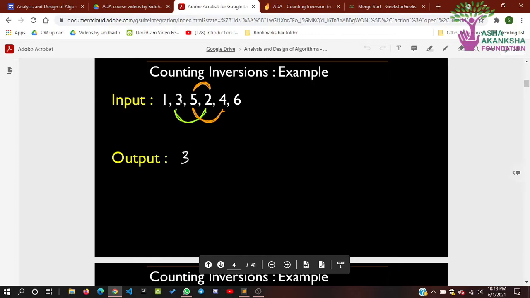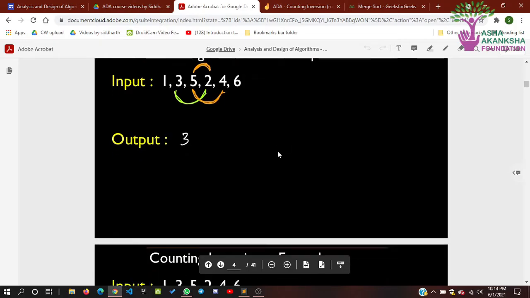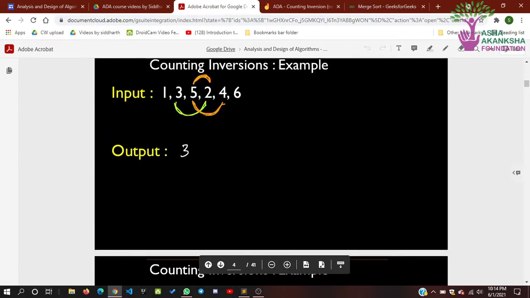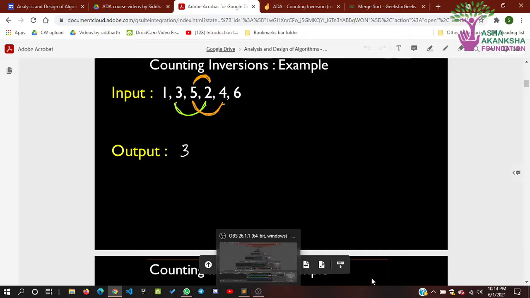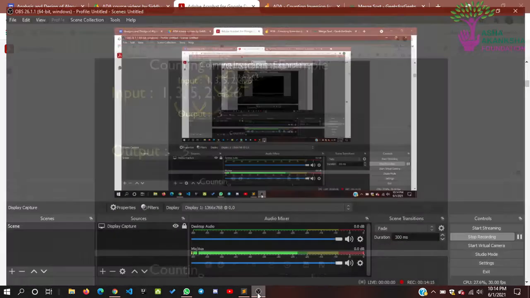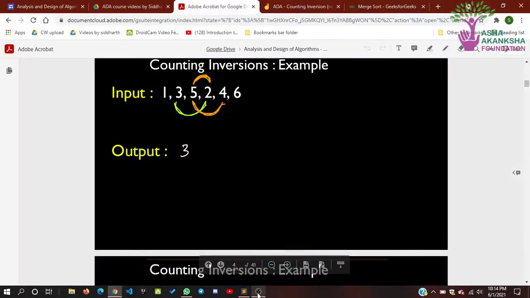And we can also see that the 3 element appears before the 2 element, and that the 3 is greater than the 2, and hence this will count as one inversion. Overall, we can see that there are three inversions in the array. Now our main problem is to count and give the total number of such inversions in any given array.